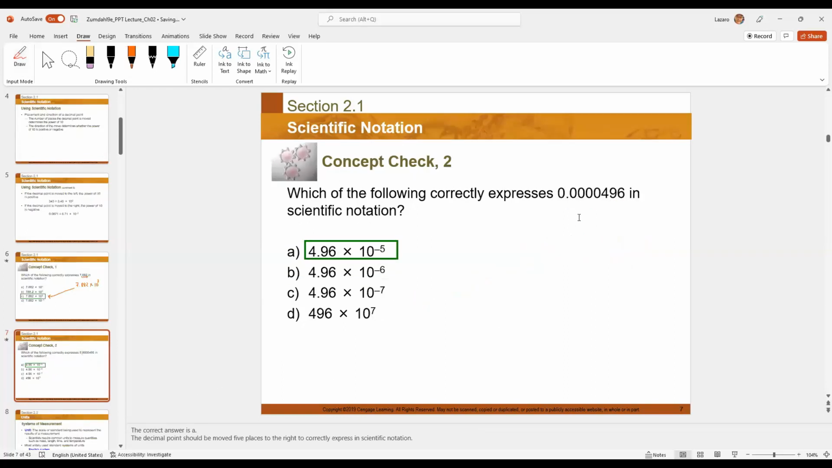Look at this. Here we have a very small number. Then we are going to move the dot 1, 2, 3, 4, 5 times. 4.96 times 10 to the minus 5. Then this is the correct answer.